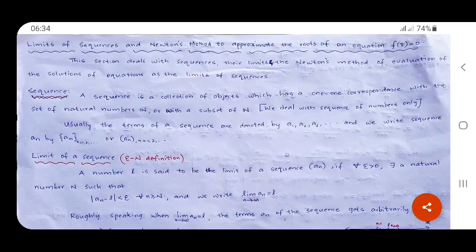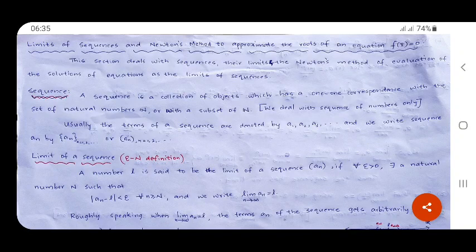In this section, we discuss the limits of sequences and Newton's method to approximate the roots of an equation f(x) = 0. The basic idea behind Newton's method is that solutions of equations can be found as the limits of sequences. So what we do is we create a sequence of real numbers which converges to the roots of the equation f(x) = 0.